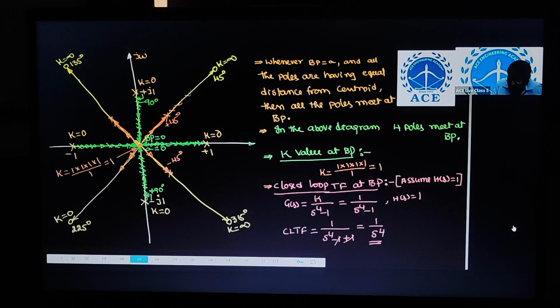Then each directly enters the asymptote and occupies the zero. All the 4 poles reach the zeros. Is it clear, all of you?